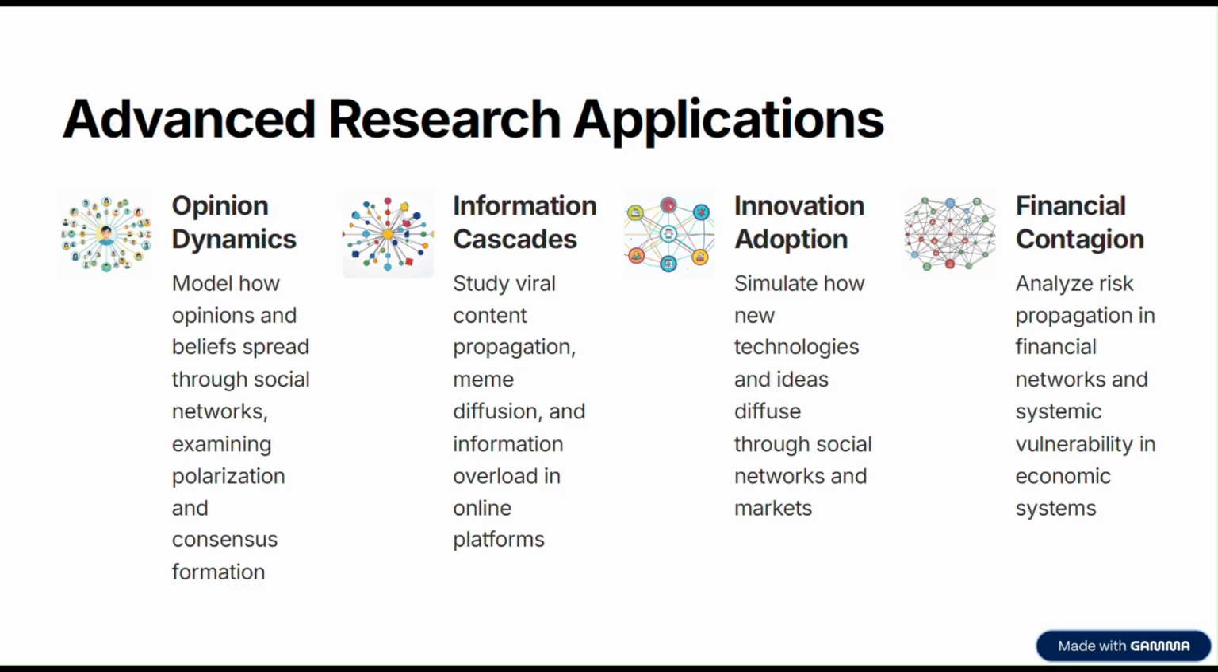Advanced research applications. Opinion dynamics model how opinions and beliefs spread through social networks, examining polarization and consensus formation. Information cascades study viral content propagation, meme diffusion, and information overload in online platforms. Innovation adoption simulates how new technologies and ideas diffuse through social networks and markets. Financial contagion analyzes risk propagation in financial networks and systemic vulnerability in economic systems.